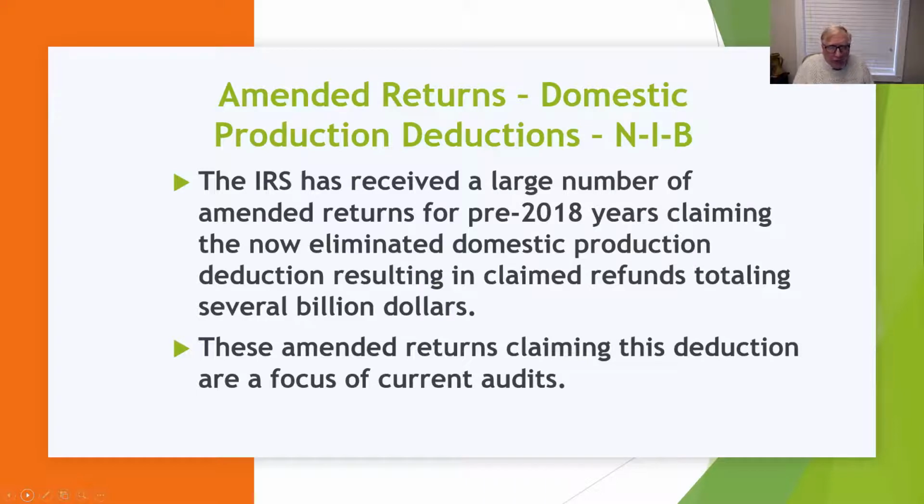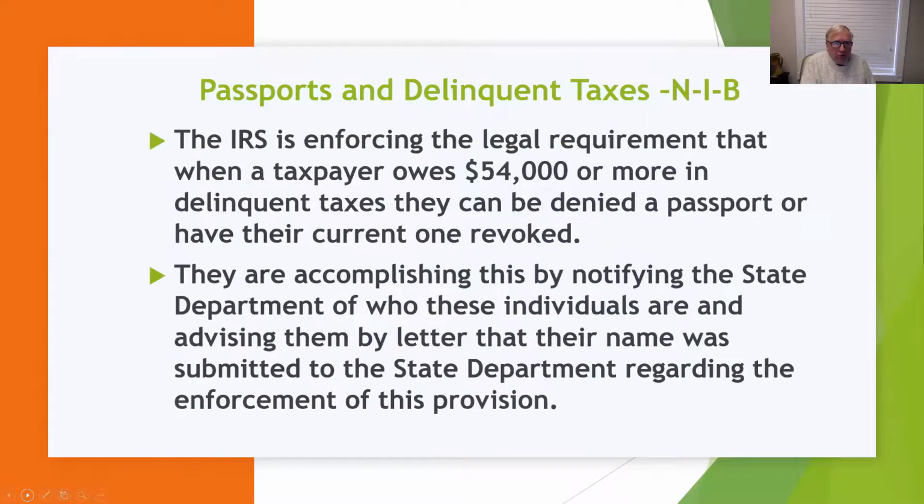IRS is still receiving, or did receive, the 2017 year now for the large part has expired, but they still have an inventory of amended returns for pre-2018 years, claiming the now eliminated domestic production deduction. These claims, which are bogus, are resulting in several $1 billion. So any type of these amended returns claiming this deduction are a focus of current audits. As you know, the statute of limitation is extended on a claim or amended return by 2 years from the date of the amended return claim.